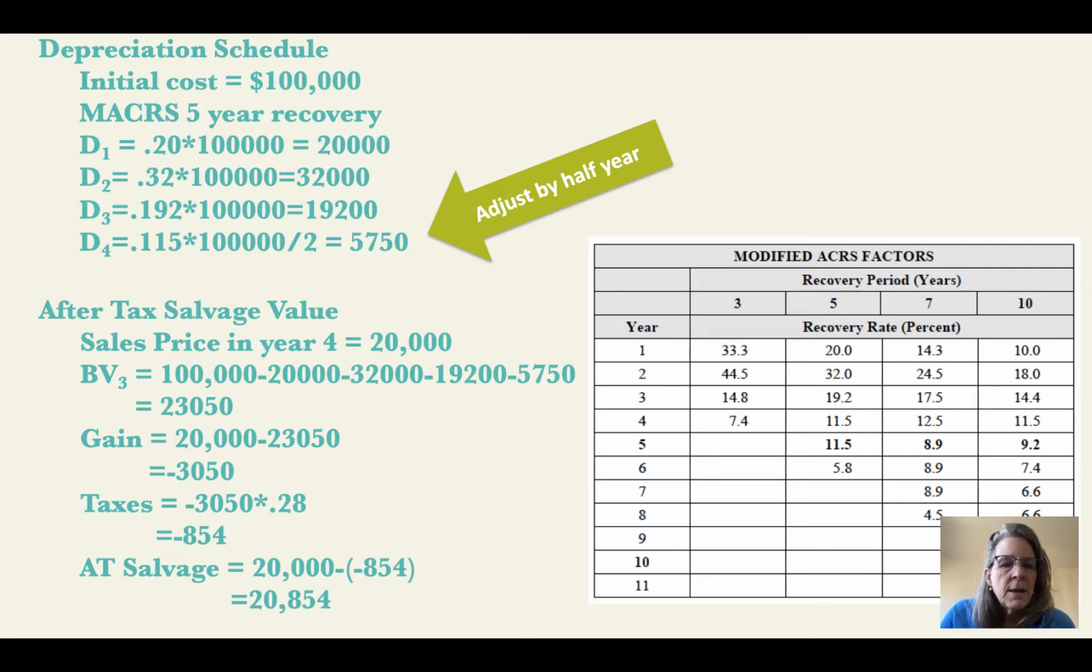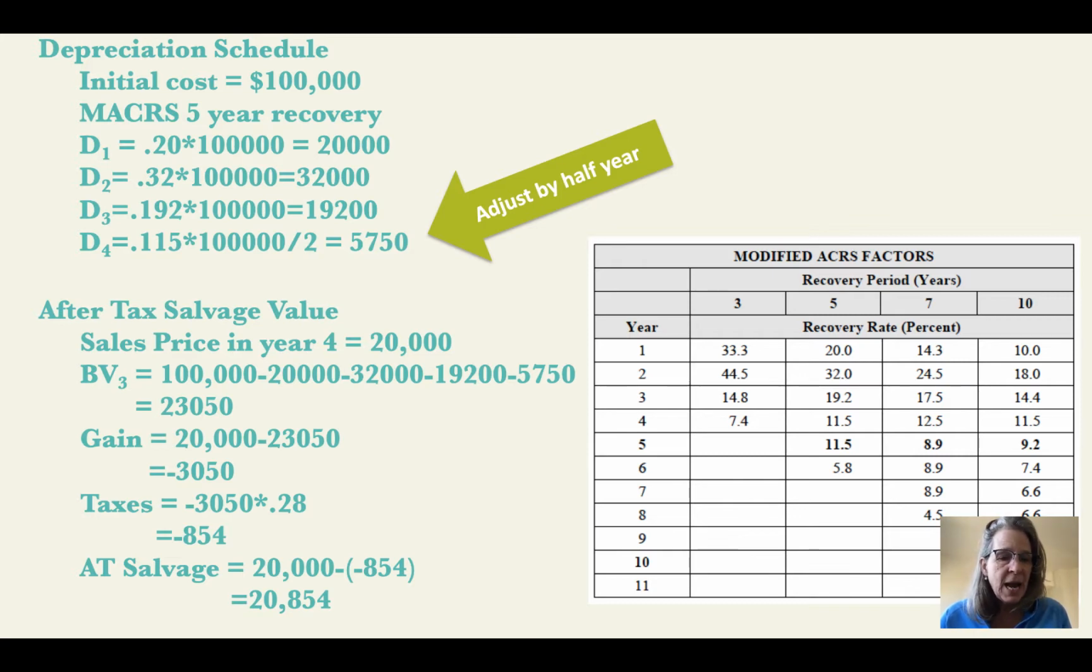We're going to sell the CNC machine for $20,000 in year 4. What we need to do is figure out the book value, and it says year 3, but it needs to be year 4. In year 4, we take $100,000 and subtract out the 4 years of depreciation that we calculated above to get a book value in year 4 of $23,050. And then the gain is actually a loss of $3,050. The taxes on that are 0.28, or 28%, which is minus $854.